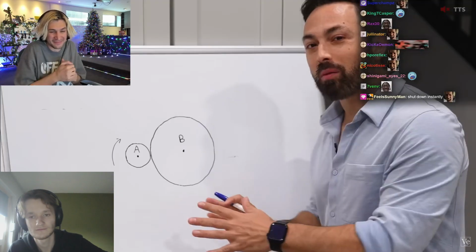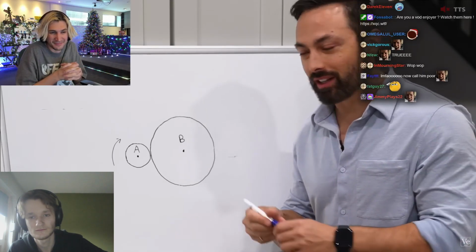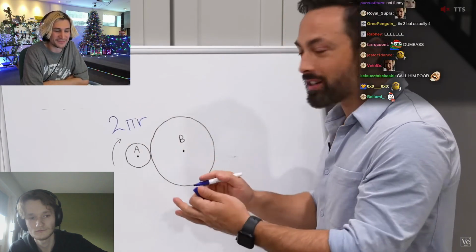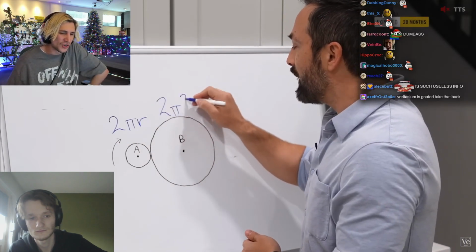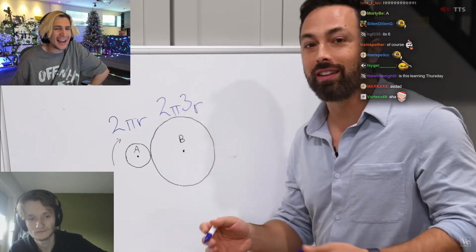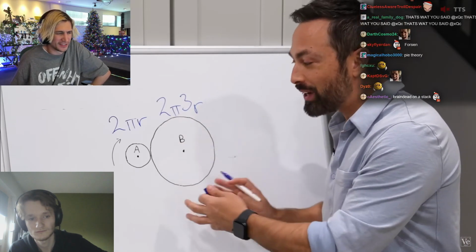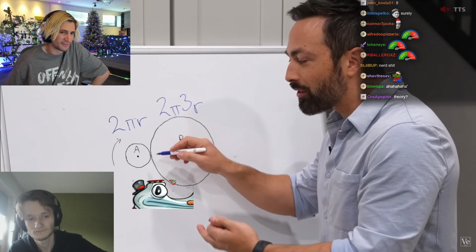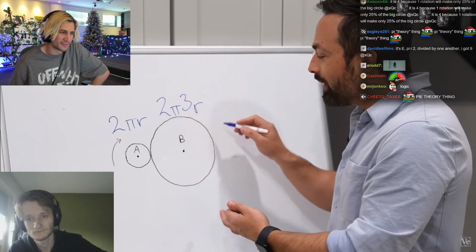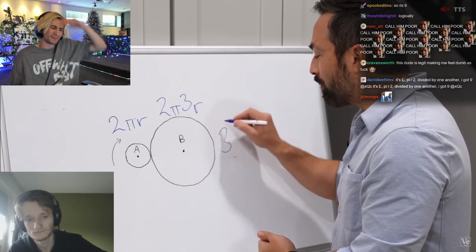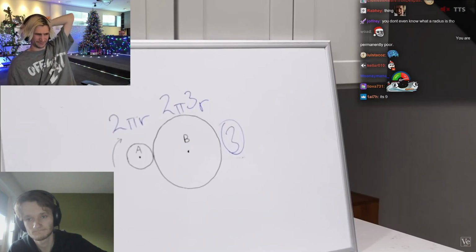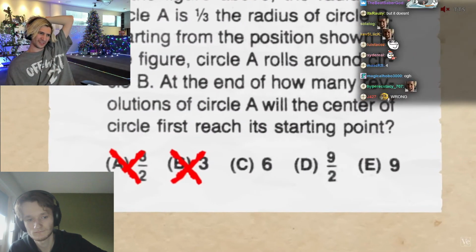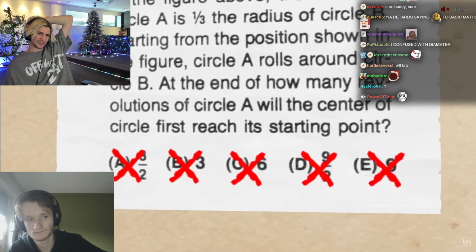When I first saw this problem, my intuitive answer was B, because the circumference of a circle is just 2 pi r, and since the radius of circle B is 3 times the radius of circle A, the circumference of circle B must also be 3 times the circumference of circle A. So logically, it should take 3 full rotations of circle A to roll around circle B. So my answer was 3. This is wrong. But so are answers A, C, D, and E.